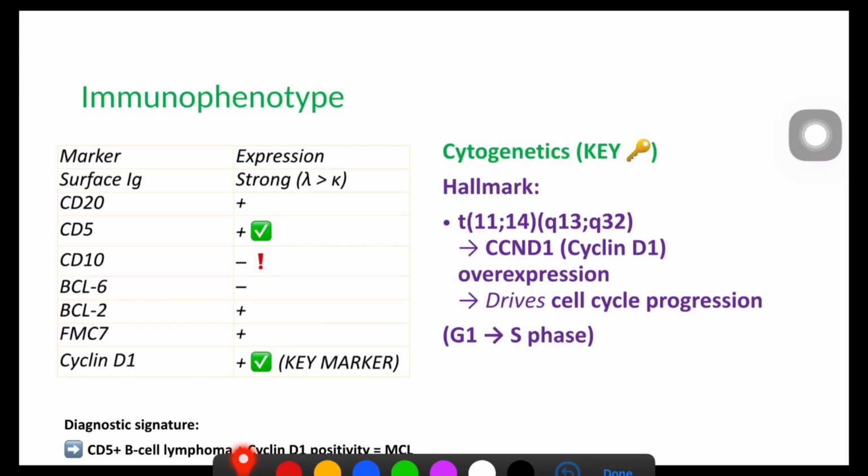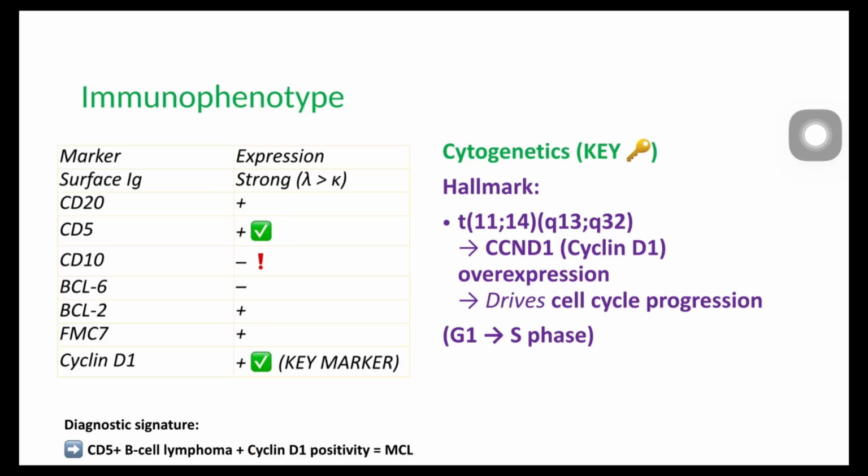So immunophenotype is very much necessary to differentiate all the intermediate cell patterns. Here surface immunoglobulin is strong, with gamma, then kappa chain, CD20 and CD5 positive, CD10 and BCL6 negative, BCL2 and FMC7 positive, and cyclin D1, which is the key marker for mantle cell lymphoma. So classically when you find CD5 plus B cell lymphoma plus cyclin D1 positivity, consider it MCL.